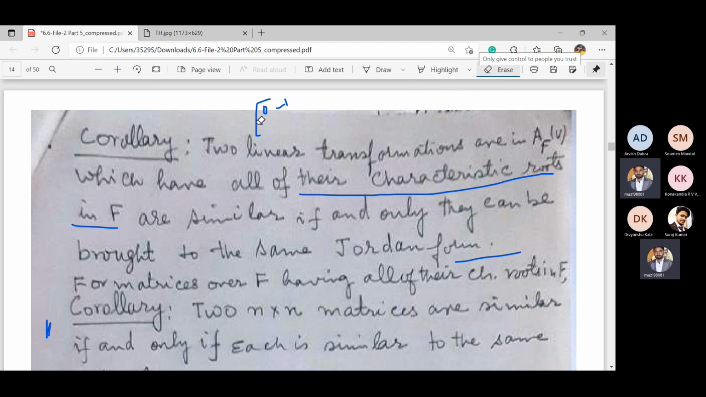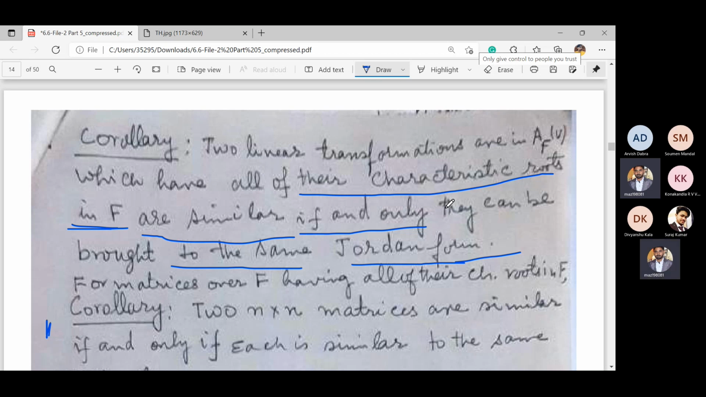Whenever you are reading these things over a field, you must be clear whether the characteristic roots are in that field or not. Otherwise some properties may change, just like the above example, it is diagonalizable or not diagonalizable. So in this corollary we are saying that two linear transformations are similar if and only if they can be brought to the same Jordan form. Means if two linear transformations are similar, then we get the same Jordan form.